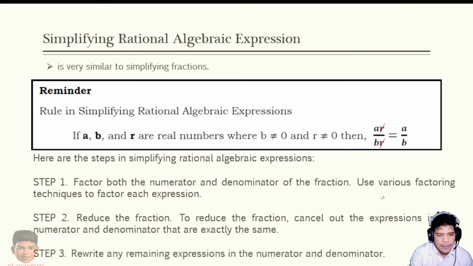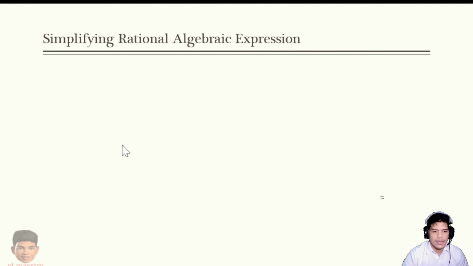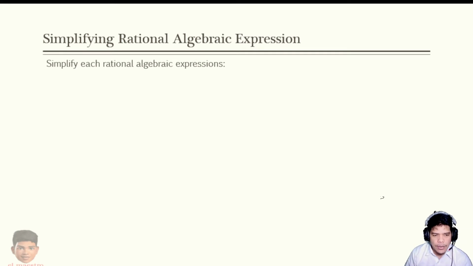And the last step is rewrite any remaining expression in the numerator and denominator. Okay? Parang dito, after we canceled out, we rewrite everything na natira. So sa numerator yung natira is a, sa denominator natira yung b. So this is now the simplified expression. Okay? So yun yung pinaka gagawin natin. Okay? So, next. We will have an example. So let's simplify each rational algebraic expressions.